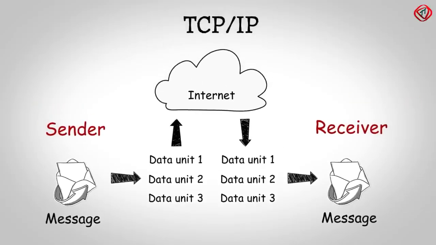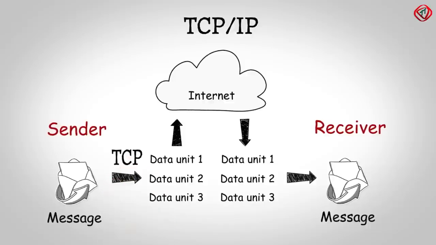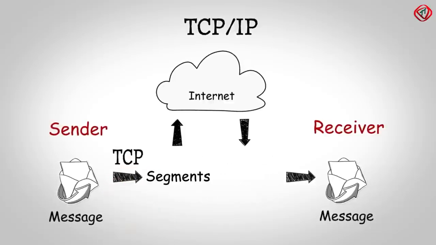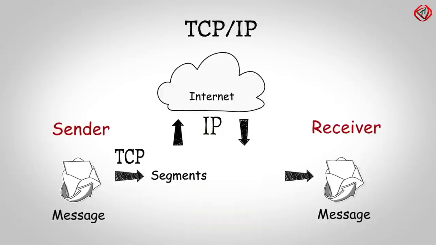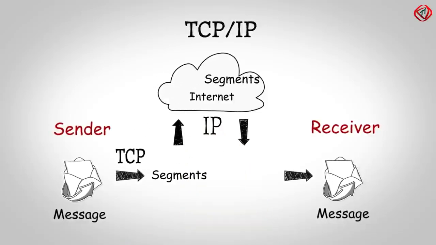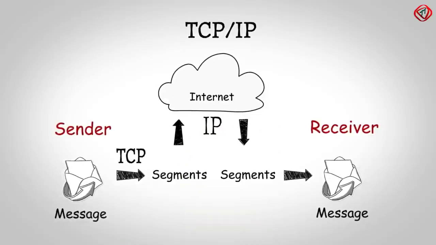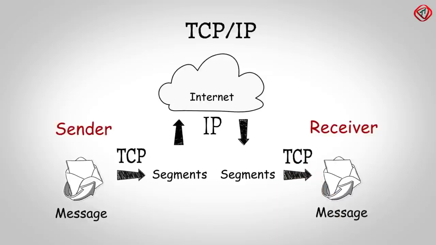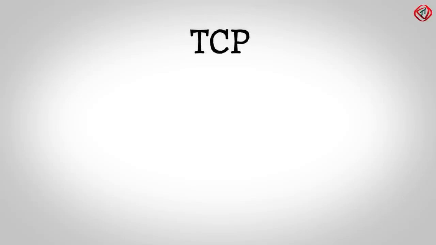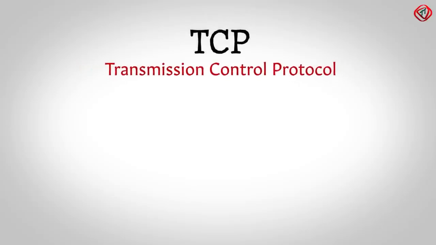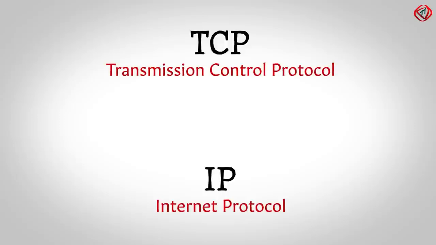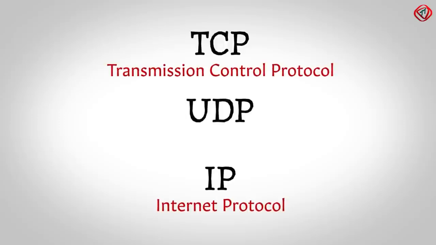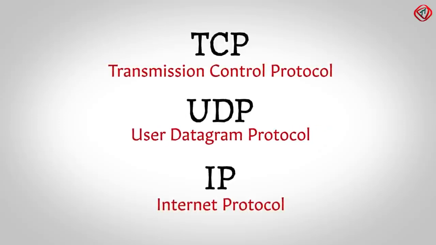In TCP/IP protocol suite, TCP breaks messages into smaller data units called segments and hands them off to IP, which deals with routing segments through the networks to their final destination. TCP module in the receiver combines the segments to form the original message. Note that TCP stands for Transmission Control Protocol and IP stands for Internet Protocol. An alternative to TCP is UDP. It stands for User Datagram Protocol.